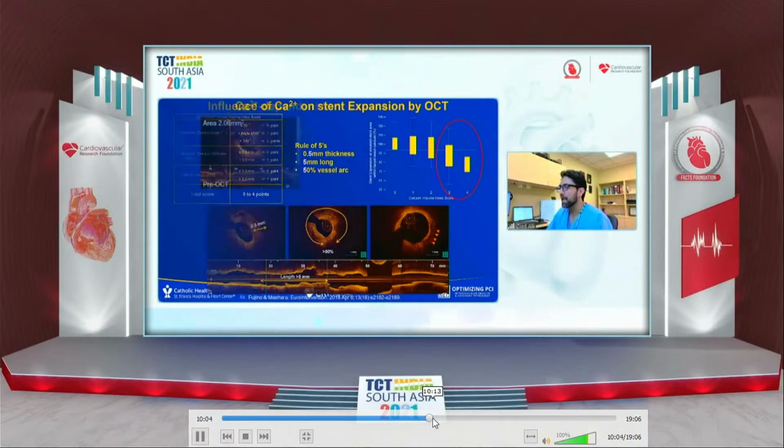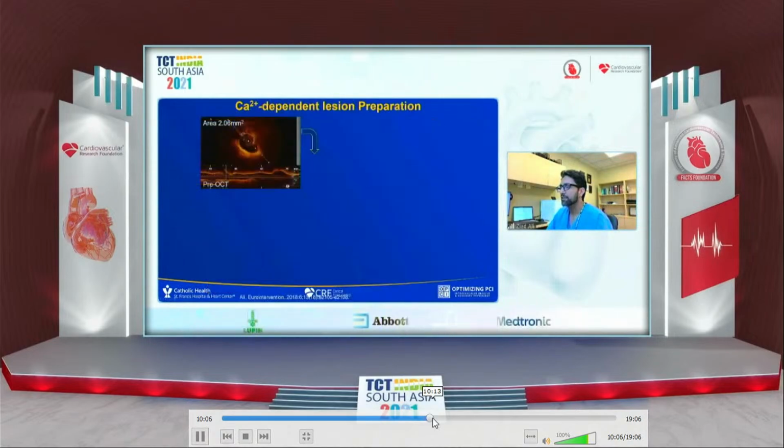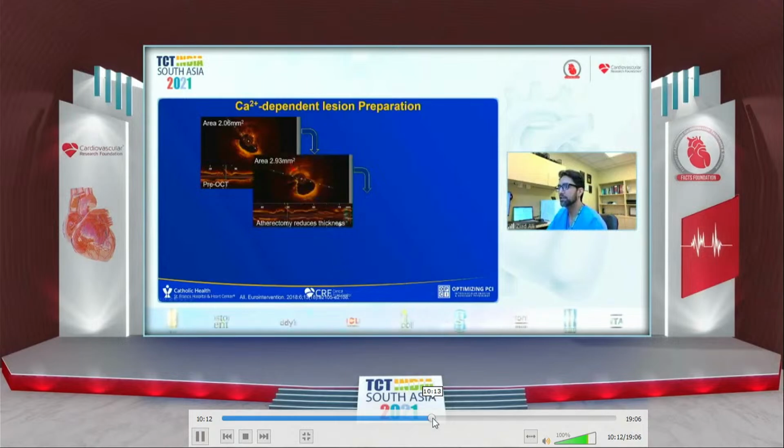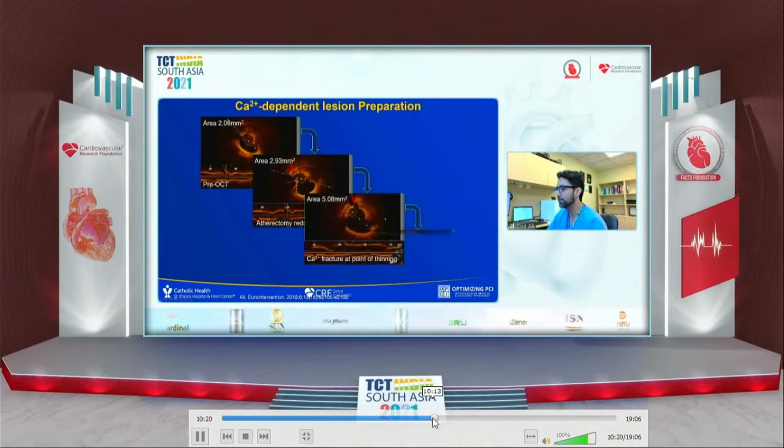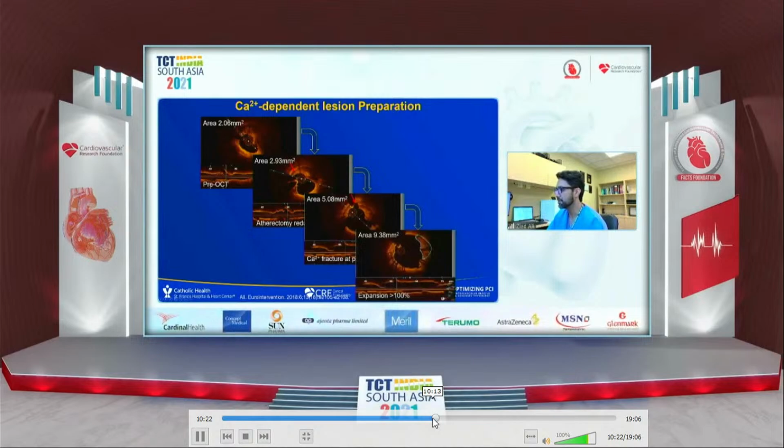And this is an example of calcium-dependent lesion preparation where the pre-PCI OCT for morphology is critically important. You see that there's dense calcification in the artery wall. We perform atherectomy to thin this calcium down. The calcium is fractured by an NC balloon, and then you can get excellent luminal gain.